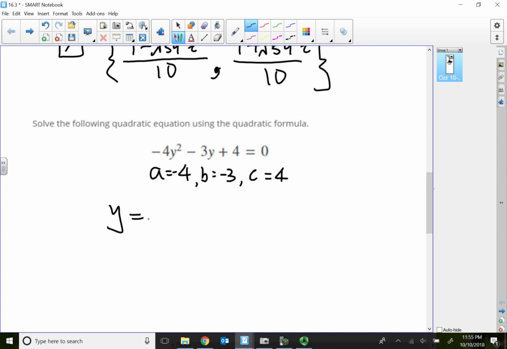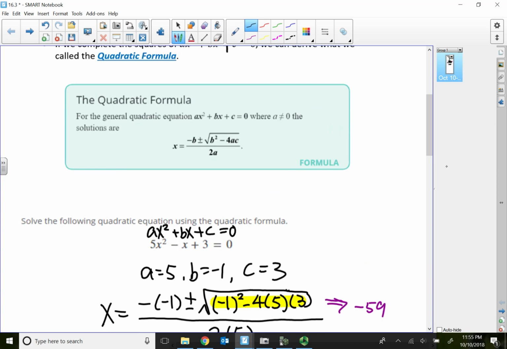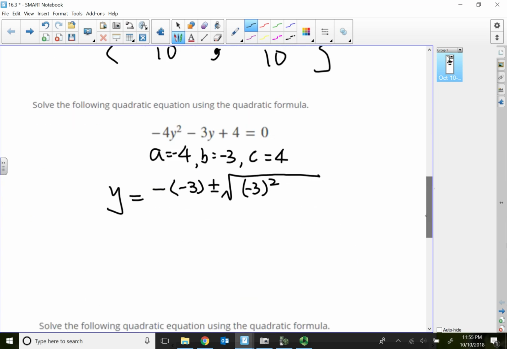All right, so this problem will be y equals, because I'm not using x, I'm using y. Negative b, so that'll be negative times negative 3, plus or minus the square root of my b, which is negative 3, whole thing squared, right? b squared minus 4ac. So that will be minus 4 times my a, which is negative 4, times my c, which is positive 4. Whole thing over 2 times my a, which is negative 4.